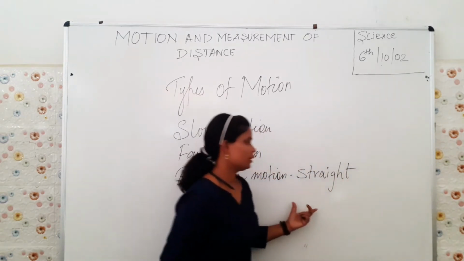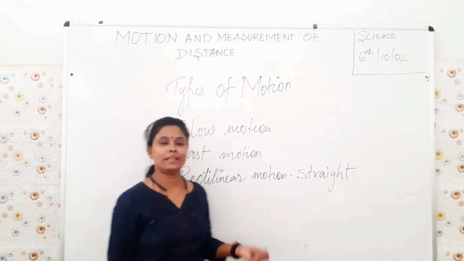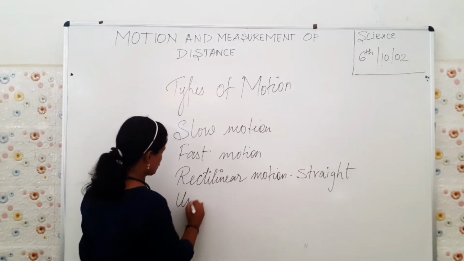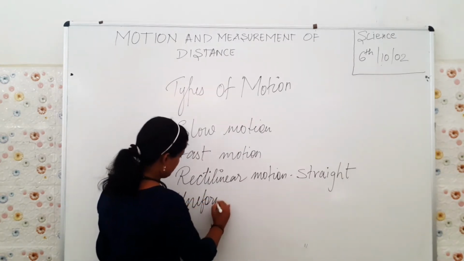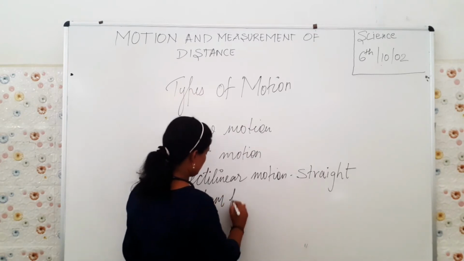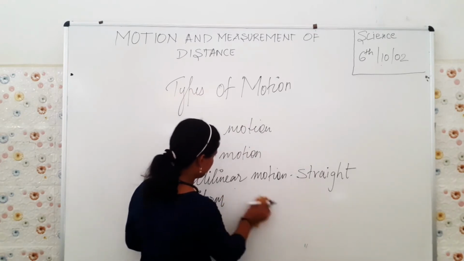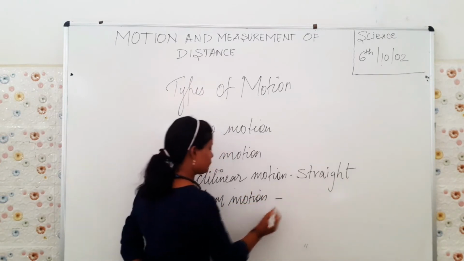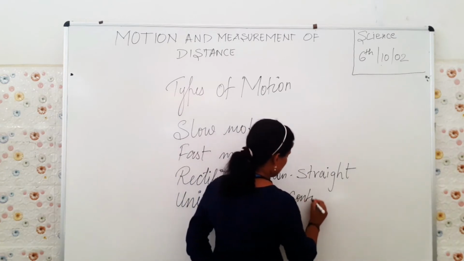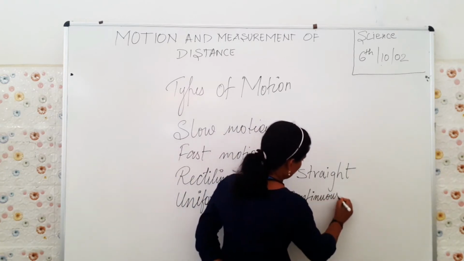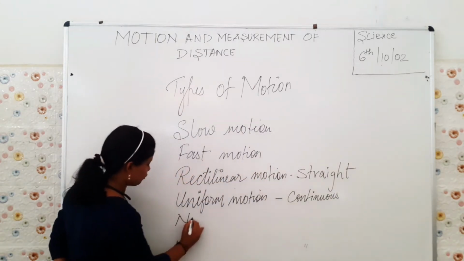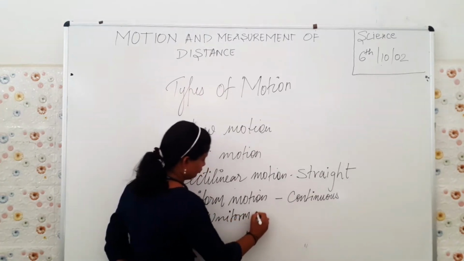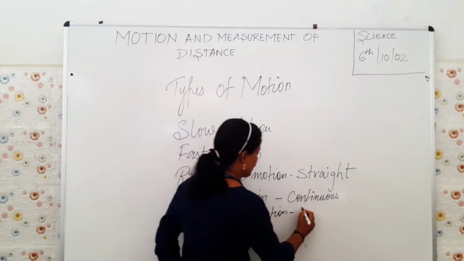Okay? It moves in a straight direction. Next, what do we have? Uniform motion. Means continuous. Then non-uniform motion. Means breaks.